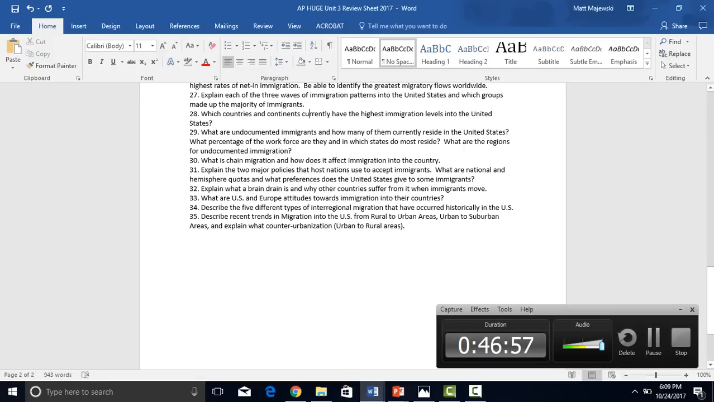Next question is number 35. That's the last question, actually. Describe recent trends in migration into the U.S. from rural to urban areas. Well, remember, really since about the 1900s, we've seen massive movement of people from rural areas to urban ones. That's continued all the way up until today.